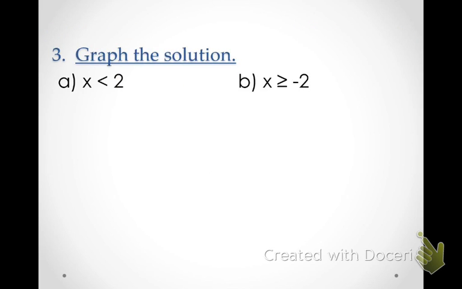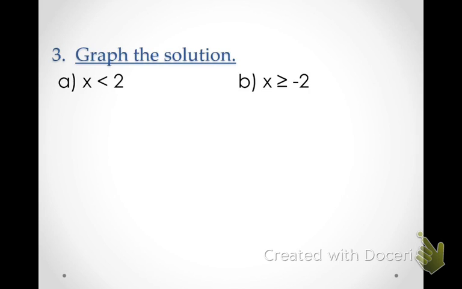Now we're going to basically be doing the opposite. Beforehand, it gave us the graph. Now we are going to come up with the graph. So read me what problem A says. X is less than 2. Let me have everybody read that with me. X is less than 2.